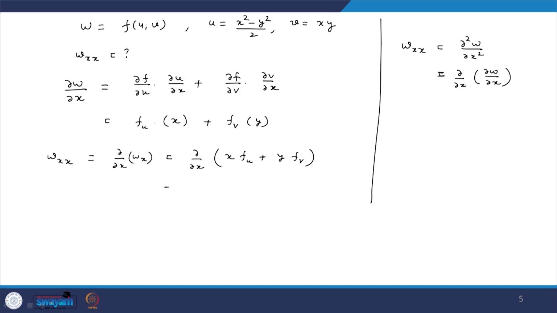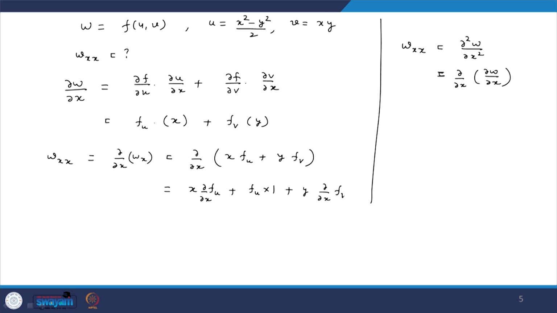So, it is further equal to first as it is, derivative of second, that is del by del x of f_u, plus second as it is, derivative of first, which is 1. Since x and y are independent variables, y will come out, and this is del by del x of f_v.